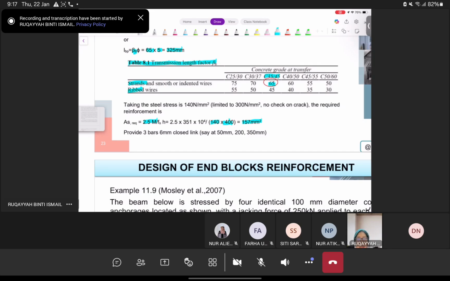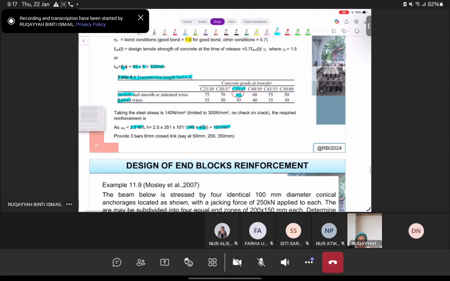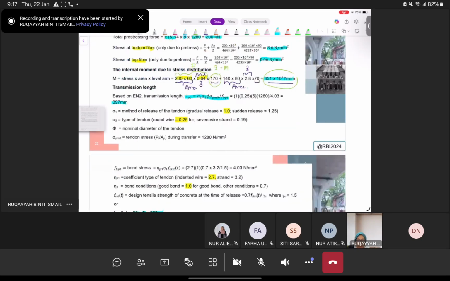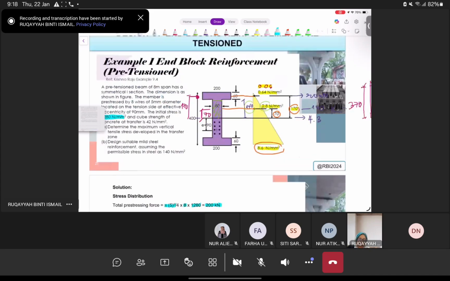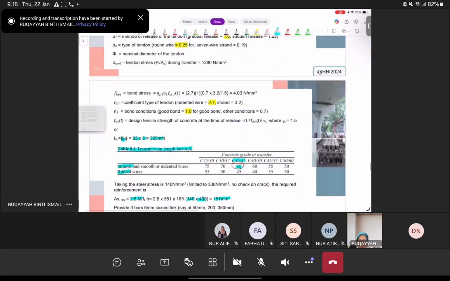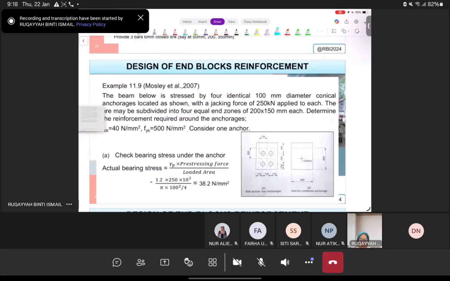Okay, so with this we can provide 3 bars of 6 mm closely, right? So that means, say, at 50 mm, 200 and 350. Along the line too, there are certain positions where you're going to provide 3 bars of 6 mm closely. Okay, is it okay everyone? It's quite a straightforward calculation, nothing fancy about it, nothing difficult to understand. So I think so far it should be clear.